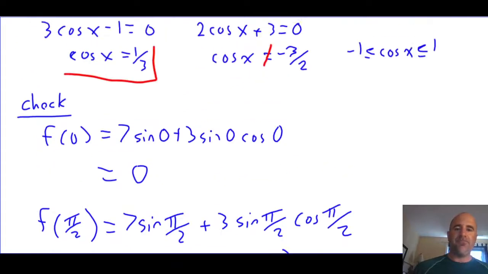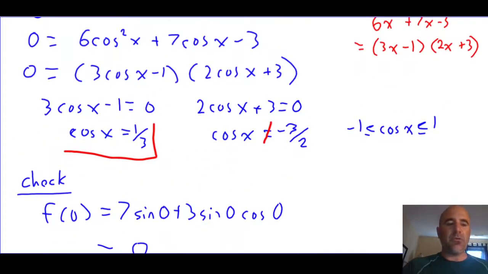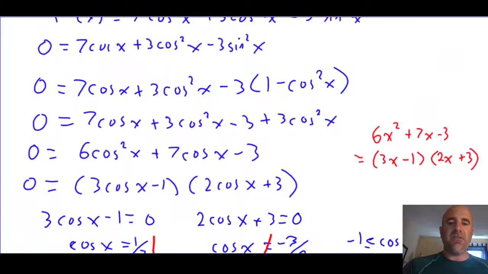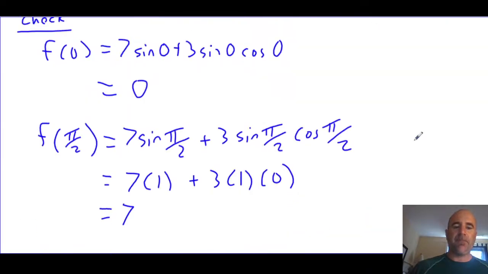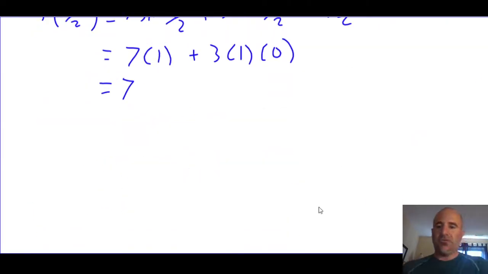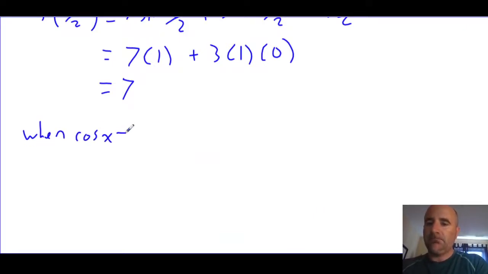Here's what we can do, though. Notice that I don't actually care what x is. If the cosine of x is equal to 1/3, that means that this value would be 1/3. And I can actually figure out what sine would be. Let me show you what I mean. So when cosine of x is equal to 1/3, I can draw a picture.